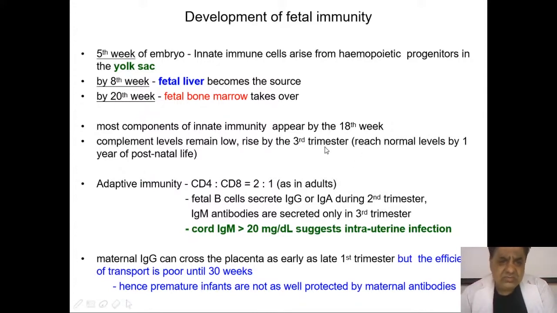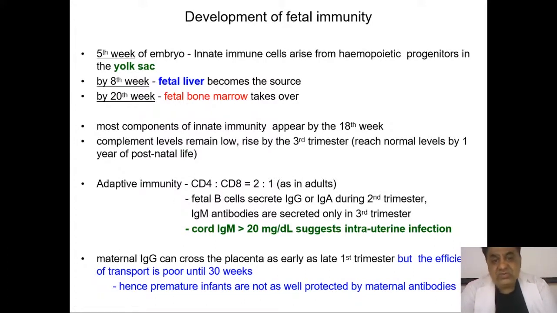By the 18th week, the innate immune components have also started appearing. Okay, the complement levels in the fetus are low, and by the third trimester of pregnancy they reach high levels, and they reach normal levels at 1 year of life. So gradually the complement system also develops in the fetus and in the first year of life during infancy.